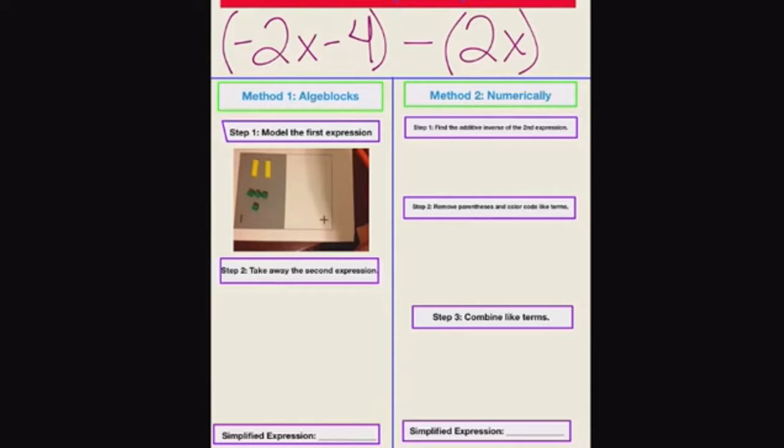Okay, and now we're going to go ahead and take away that second expression. So we're going to take away 2x, okay? So we're going to go ahead and take that 2x away.